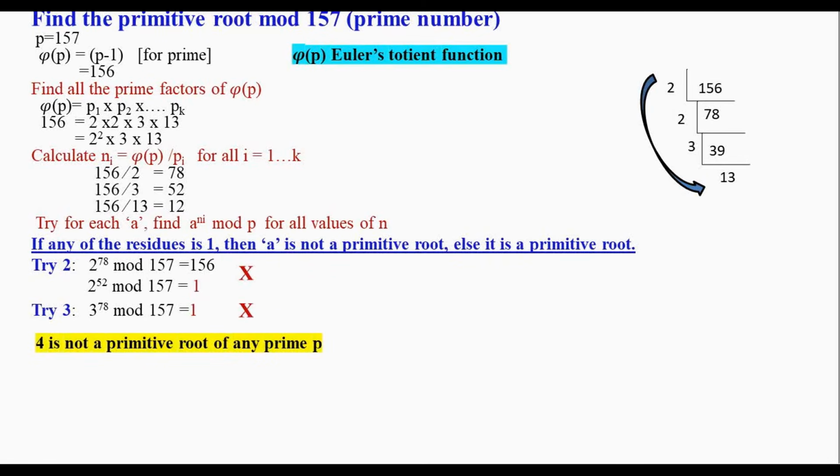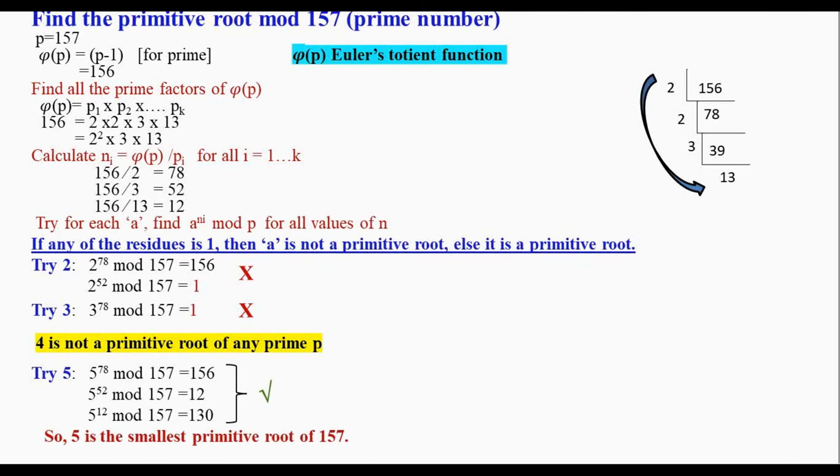We are ignoring 4 because 4 is not a primitive root of any prime number p. So let's check for 5 now. We get 156. For the next value we get 12 and then 130. We get distinct values. So 5 is the primitive root of mod 157. So this is how we find out the primitive root for any prime number.